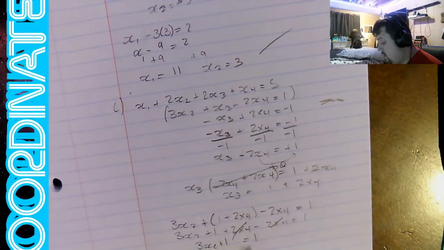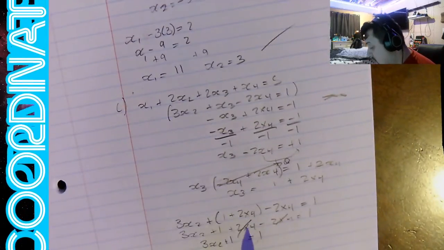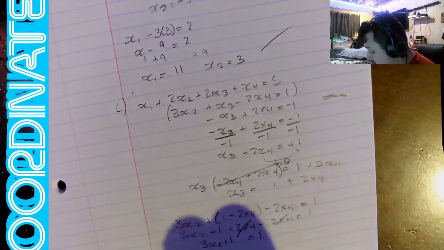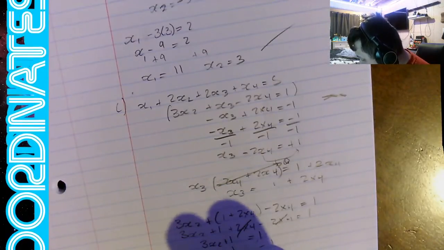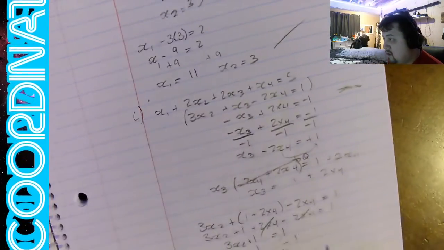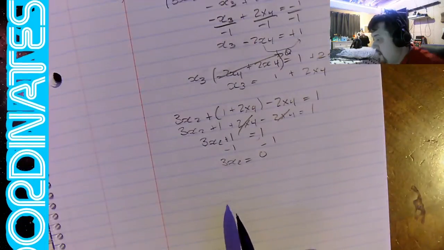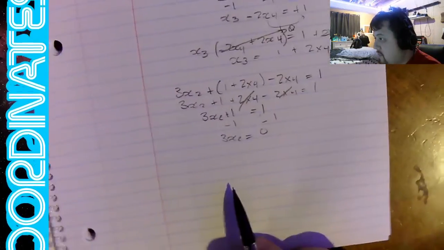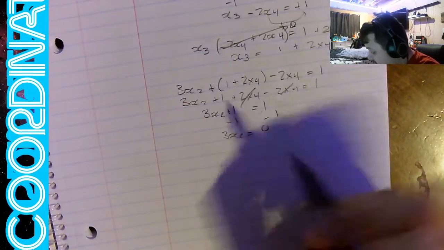Now, if you have 1 and 1 on both sides, essentially you subtract 1 to get rid of it on both sides, and what that means is you're going to get 3x2 equaling 0. And essentially, what that is going to say is that x2 is equal to 0.